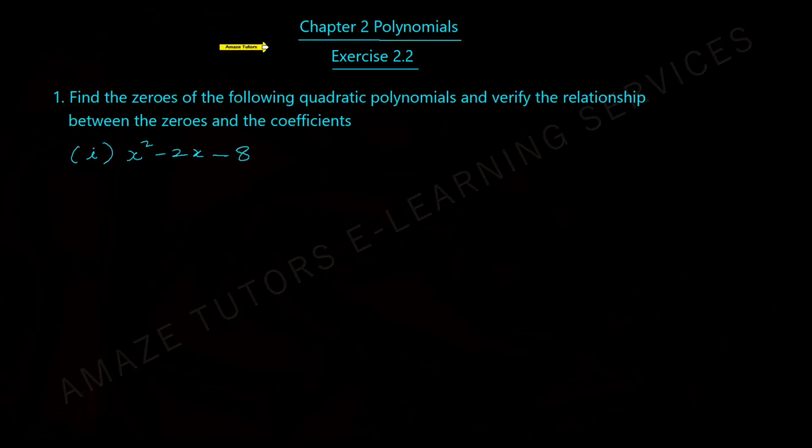Hi students, welcome back. Today we are going to continue with chapter 2, polynomials. We are going to do exercise 2.2, first 3 questions. Question number 1. Find the zeros of the following quadratic polynomial and verify the relationship between the zeros and the coefficients. You know what are zeros?